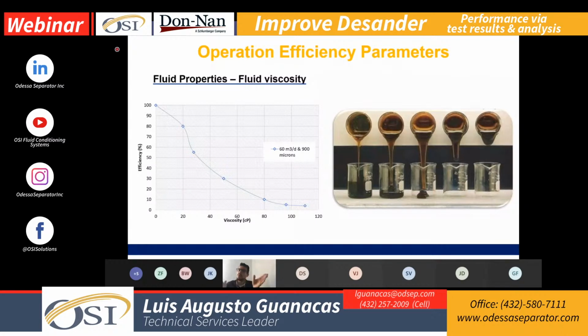However, when we move to really heavier oil and more viscosity, we will see how drastically, for the same rate and the same particle size, the efficiency is going to drop. So this is a parameter that is going to affect your desander performance really highly. So it's really important for you to analyze each case and check what the oil is like that you get downhole.